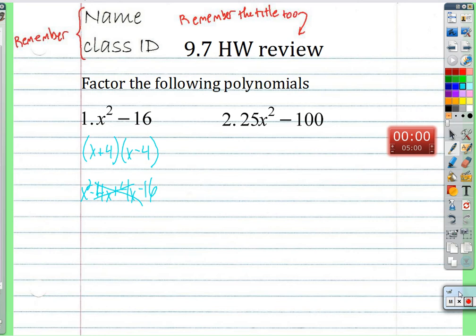So this could kind of sum up the whole idea of difference of squares. Let's see. Yeah, to be able to factor it like this, we need this to be a square and this to be a square, a perfect square. Okay.